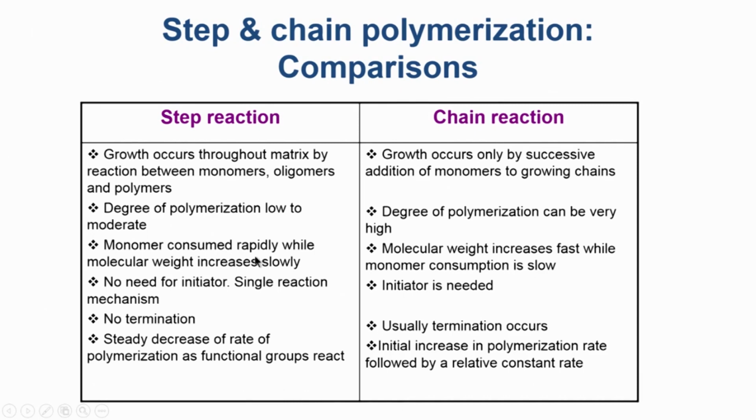In step reaction the monomer is very rapidly consumed just because the reaction is happening at all monomer sites at once. In case of chain reaction the monomer consumption is much slower, but the molecular weight increases quite quickly as the chain grows.